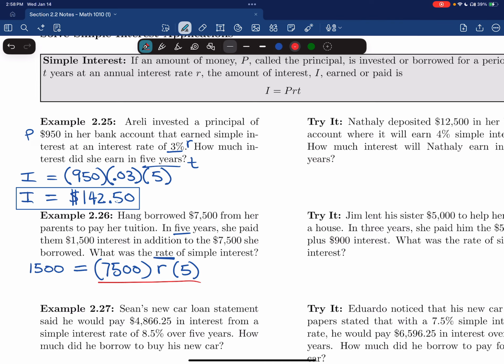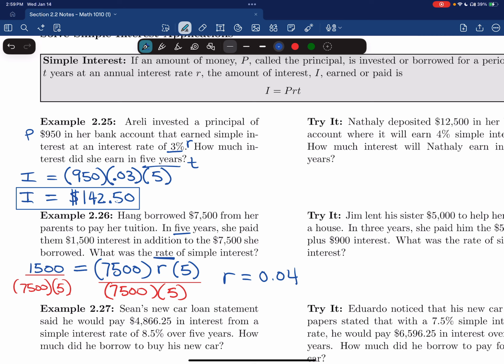To solve for R, we could divide the values of 7,500 and 5 multiplied together to the other side of the equation. All right, so R, the interest rate, will equal 1,500 divided by 7,500 times 5. And computing that gives me 0.04.